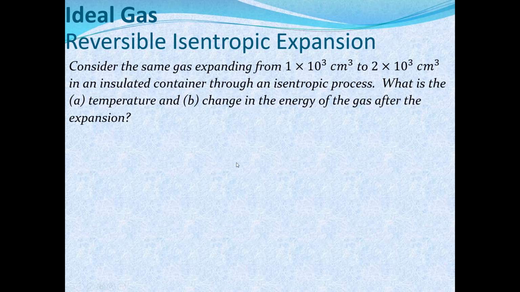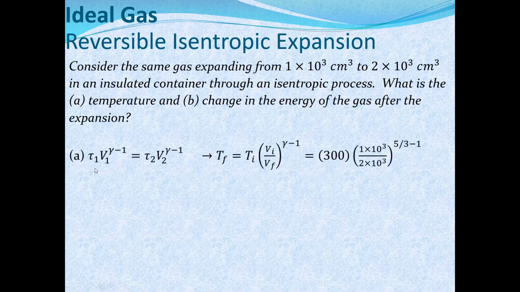All right, so to find the temperature, since we know what the volumes are, we're going to want to use the relationship of the temperature and volume at the initial and final states for an isentropic expansion. We're going to be using this relationship, so plugging in the numbers that we're given, as well as the gamma term for the fact that we're still dealing with a monatomic gas, we get that the final temperature is a little bit under 200 Kelvin.